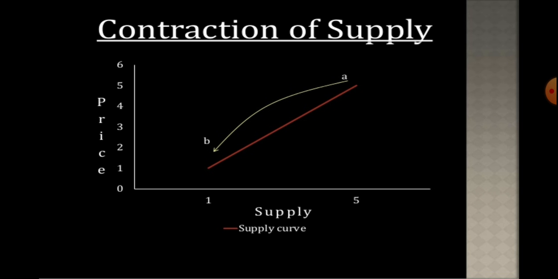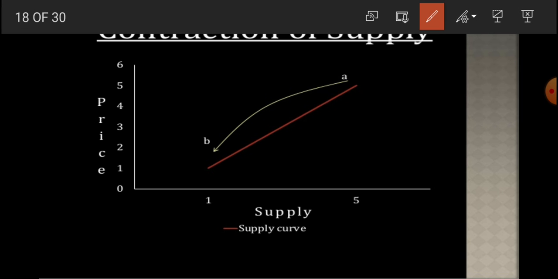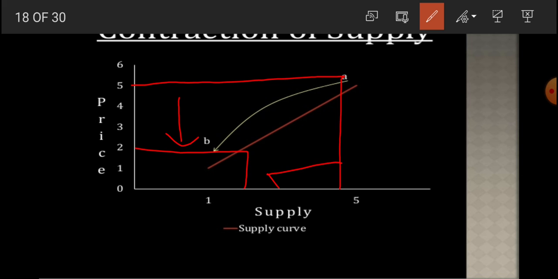Got it, beta? Now, this is contraction of supply. Contraction of supply means when price of the commodity falls from rupees 5 to 1, its supply also decreases. Means there is movement along the same supply curve. What kind of movement? This is backward or downward movement along the same supply curve. We can also call this leftward movement, backward movement, or downward movement along the same supply curve.